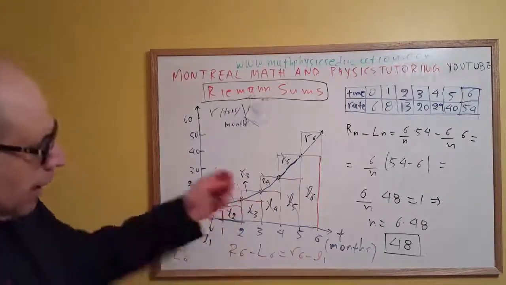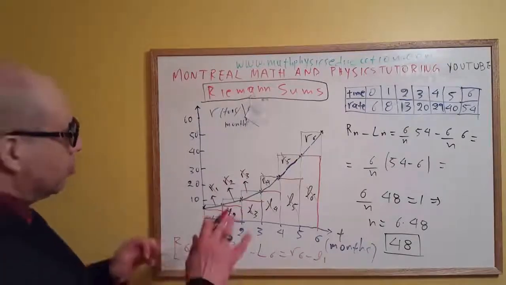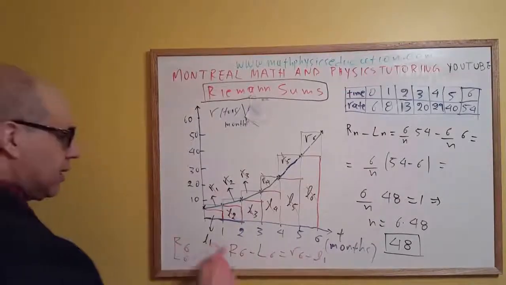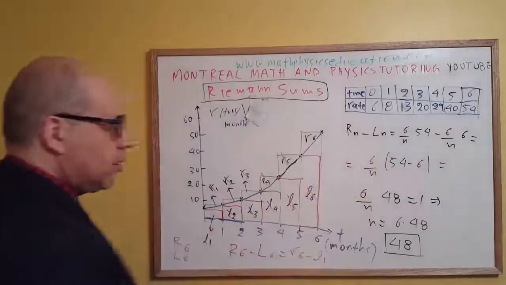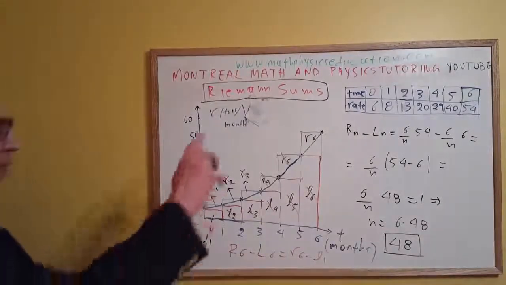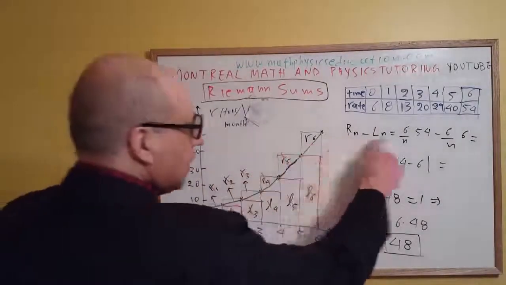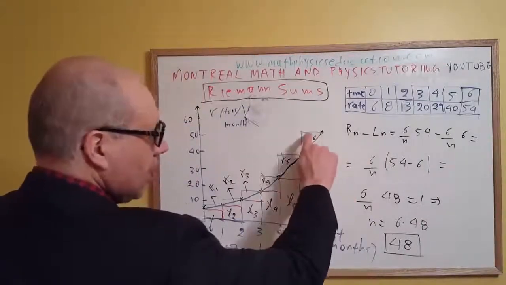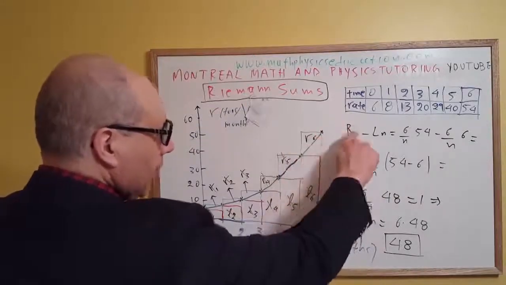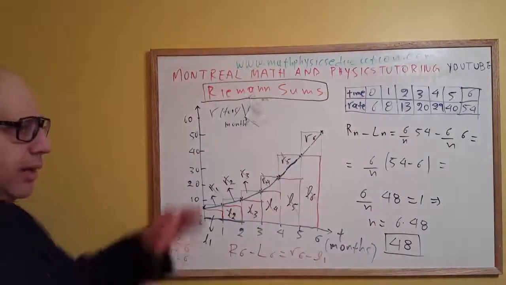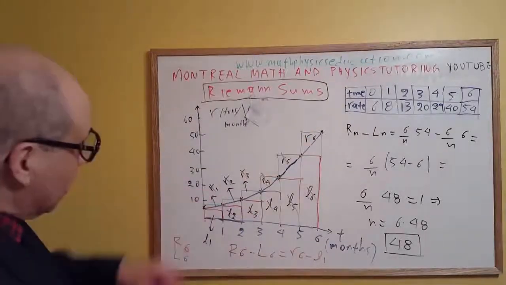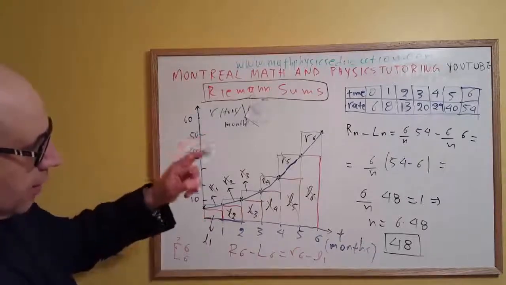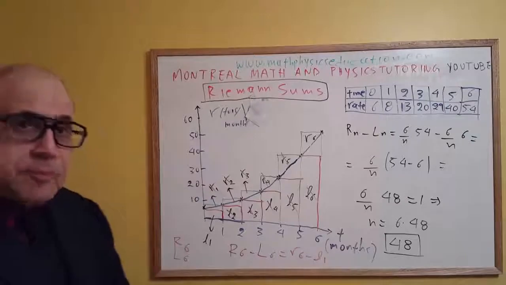So, why did I do all this? Because I want to show you that it doesn't matter how much this will be, or this. The main point is that the only thing that will remain from this difference is the last rectangle of the right-hand point Riemann sum, and the first rectangle of the left-hand point Riemann sum.